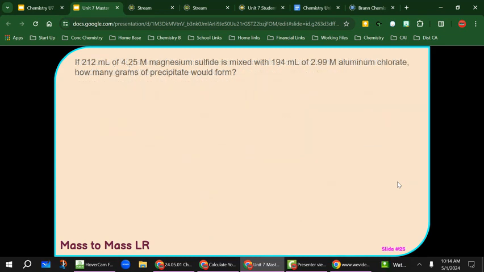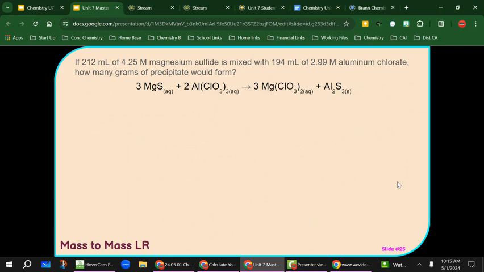Okay, so now we got a molarity. 212 milliliters of 4.25 molar magnesium sulfide is mixed with 194 milliliters of 2.99 molar aluminum chlorate. How many grams of precipitate will form? Very common question that you'll probably see twice on your test.